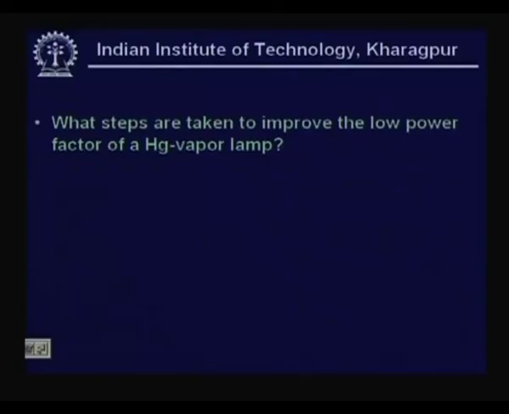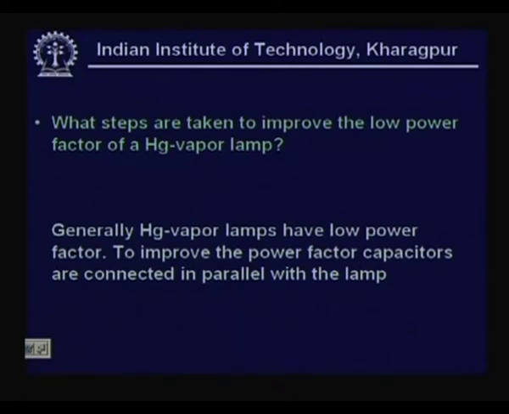What steps are taken to improve the low power factor of mercury vapor lamps? In fact, generally mercury vapor lamps have low power factor. So, for mercury vapor lamps, even sodium lamps, wherever power factor correction is required, we have an inbuilt capacitor. In fact, we have seen the cylindrical starter provided with the fluorescent lamps has this.